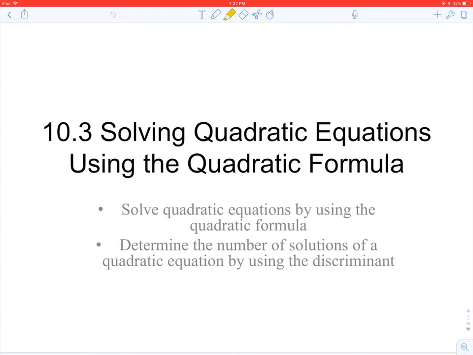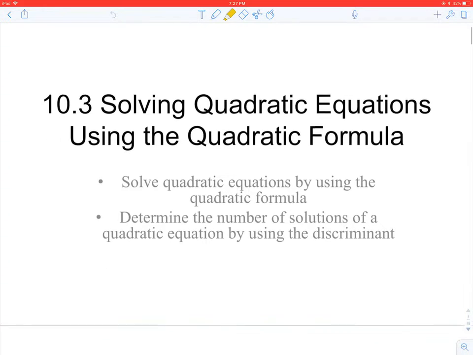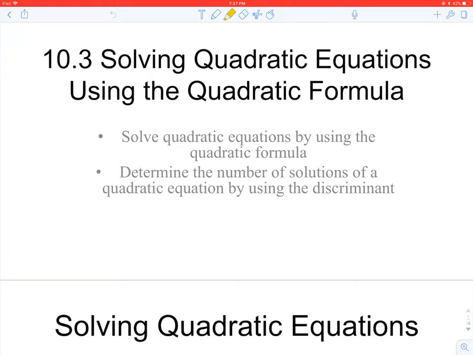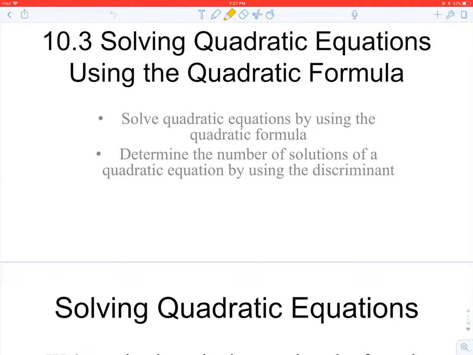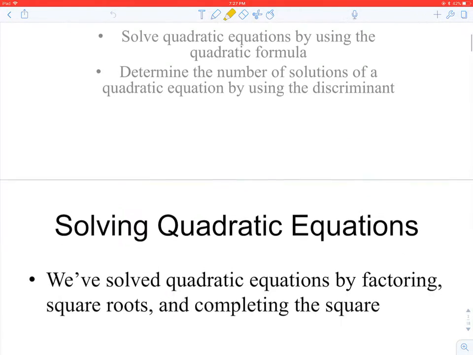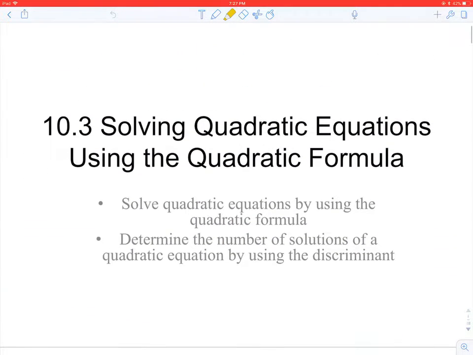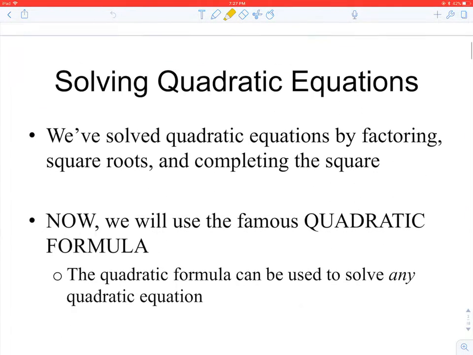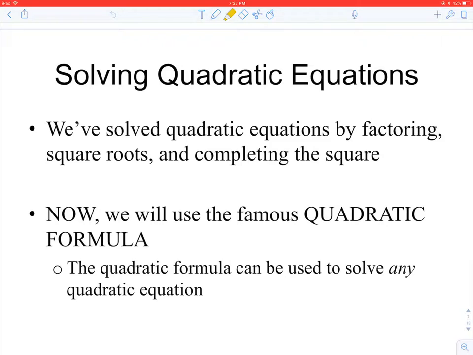Okay, so this is section 10.3, solving quadratic equations using the quadratic formula. So our goal of this lesson is to solve quadratic equations, which we've been solving using other methods, using the quadratic formula, and then also determining the number of solutions that a quadratic equation has using what we call the discriminant.